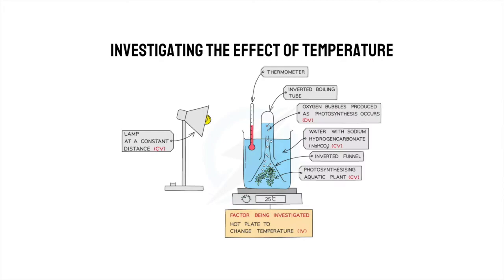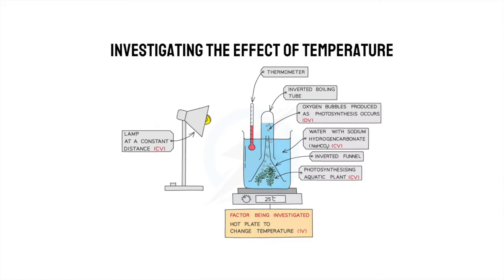Once again, we may investigate with a practical approach. Place the pondweed in a large beaker filled with a combination of water and sodium hydrogen carbonate, which is our control, and place the beaker on top of a hot plate. Place an inverted funnel to cover the photosynthesizing aquatic plant, another control, and cover the funnel with an inverted boiling tube to catch the bubbles.